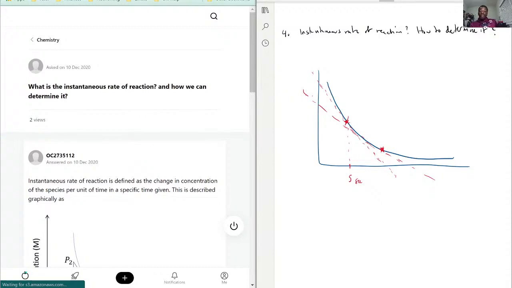So with that being said, the goal here is that the instantaneous rate of reaction is the specific rate of reaction at a specific time given, and how you determine it is by drawing a linear line tangent to your rate of reaction, but it has to intersect at one point, and that point will be, in a sense, your rate at that specific time. And then you find the slope of your linear line, and that will be your instantaneous rate.